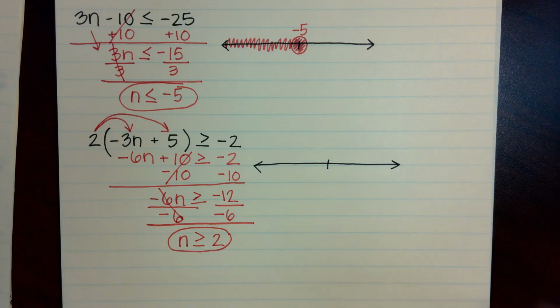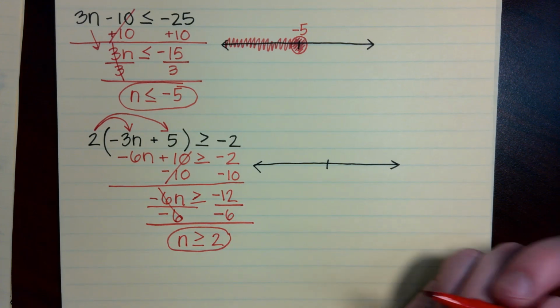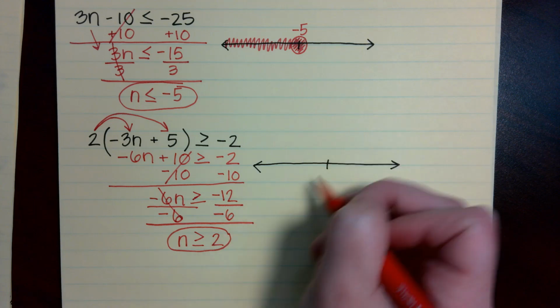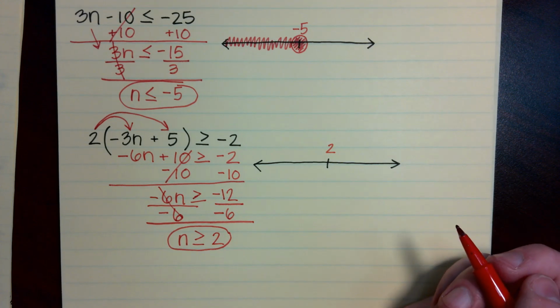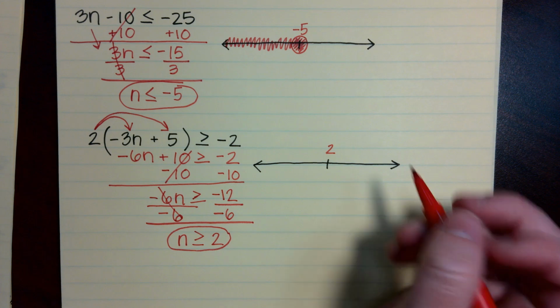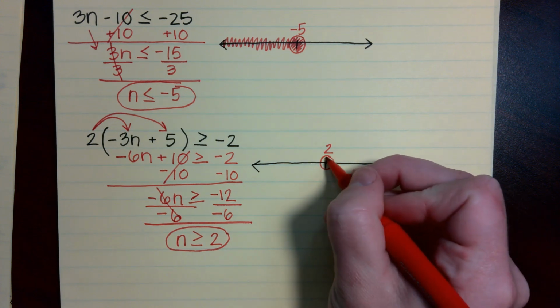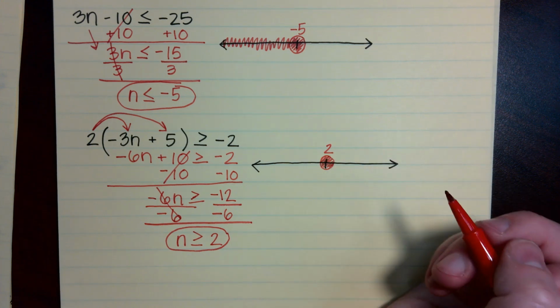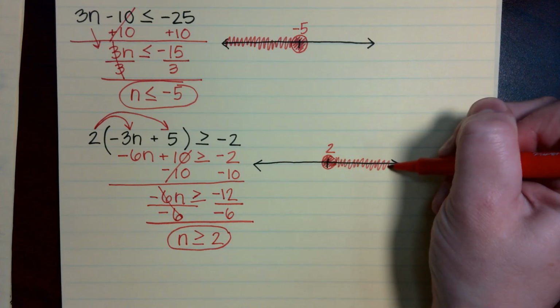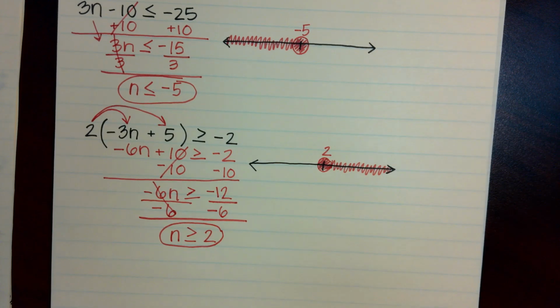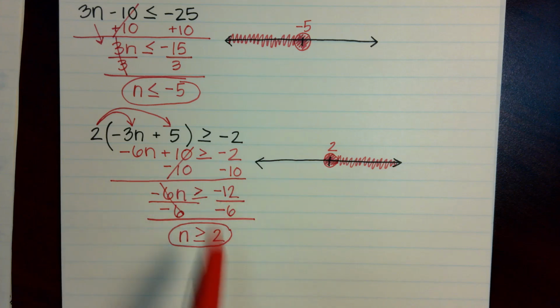Okay, walk me through the graph. What am I doing first? What number do I write? 2. What's next? Shade the circle in. Good. And left or right? To the right. Awesome. Any questions on this one?